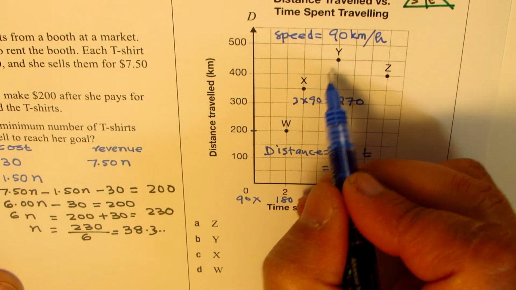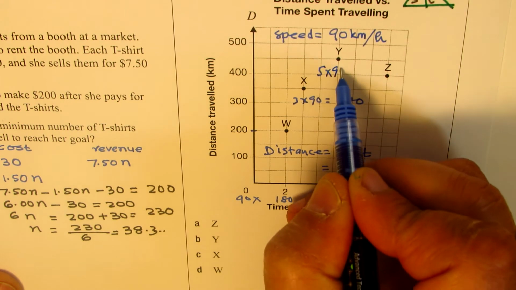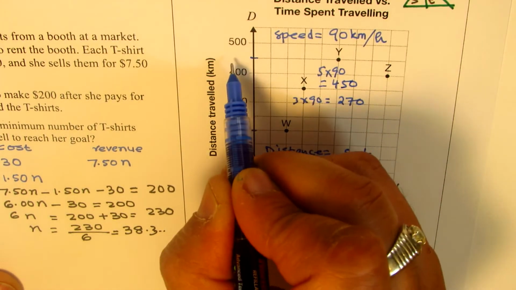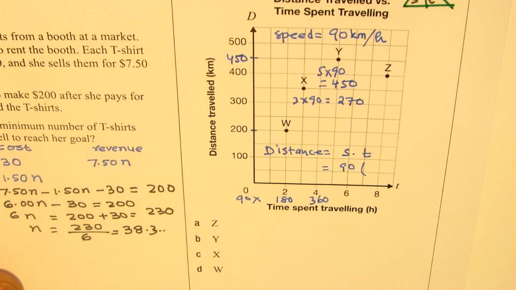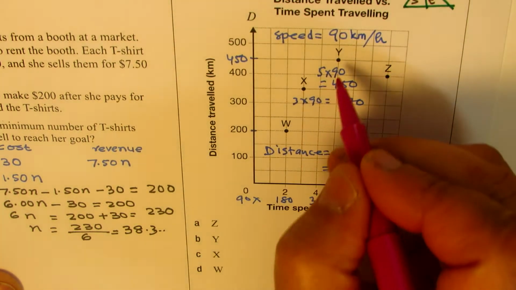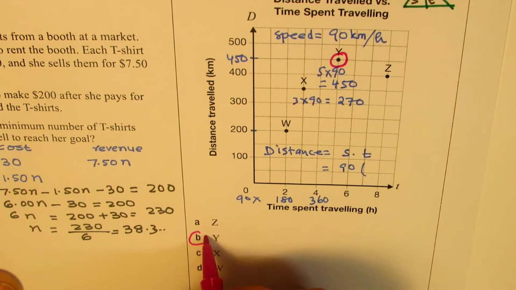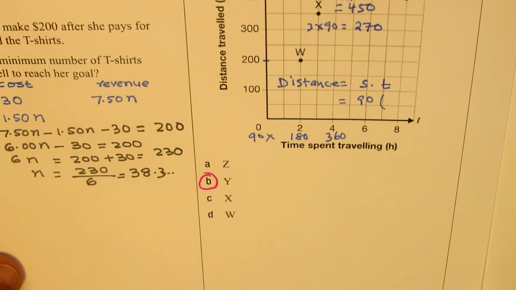In this case, it is 5. So 5 times 90 gives us 450. Well, that is correct. This is 450. So this point seems to be correct. So Y is the correct point. Y is our answer. Is that clear to you?